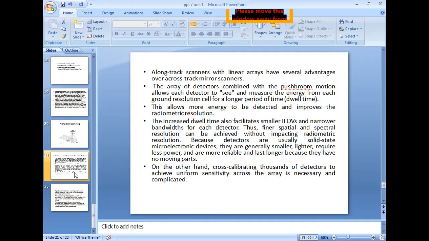That means, just like a zoom in, the field of view becomes much closer and narrower, with a narrower bandwidth. Finer spatial and spectral resolution can be achieved without impairing radiometric resolution, because the detectors are usually solid state microelectronic devices. They are generally smaller, lighter, require less power, and are more reliable and long lasting because they have no moving parts, right? On the other hand, cross-calibrating thousands of detectors to achieve uniform sensitivity across the array is necessary and complicated. So this is exactly the main difference between the along-track and the cross-track scanning systems.